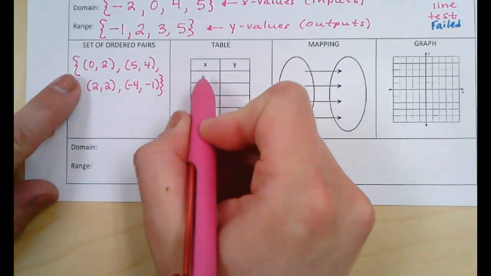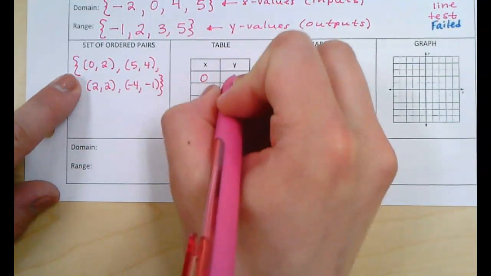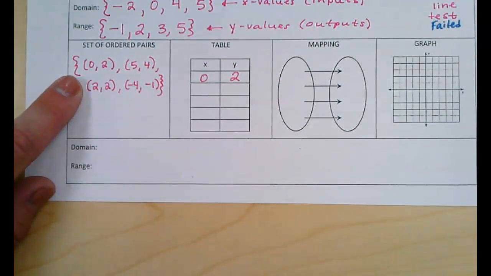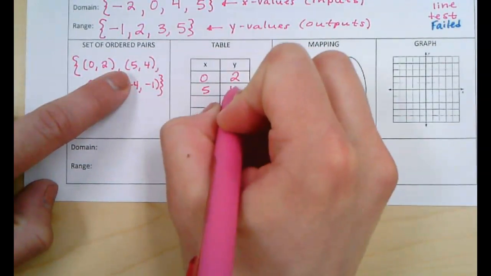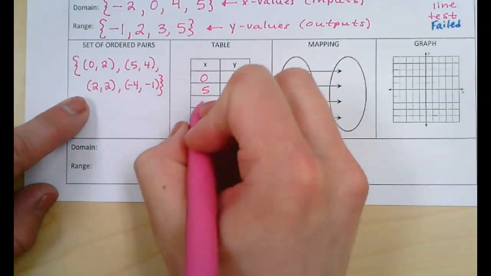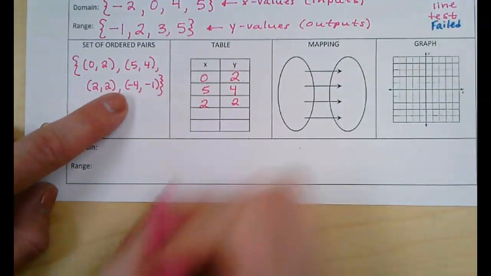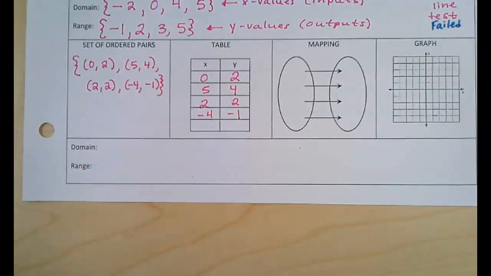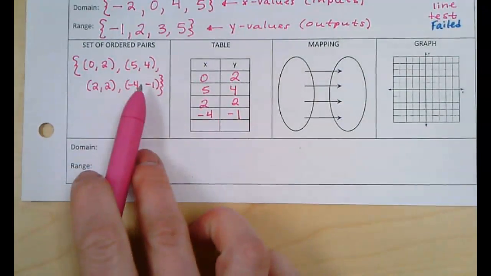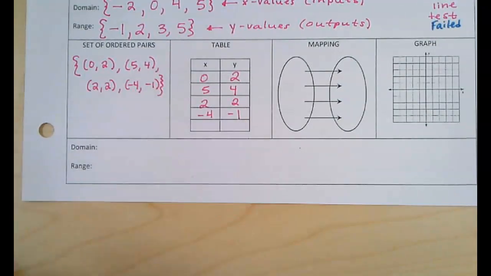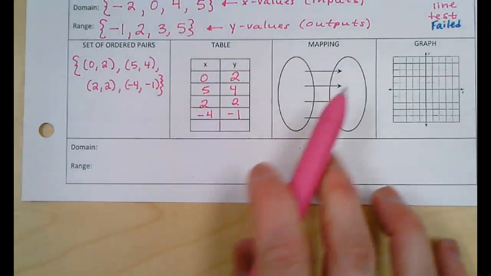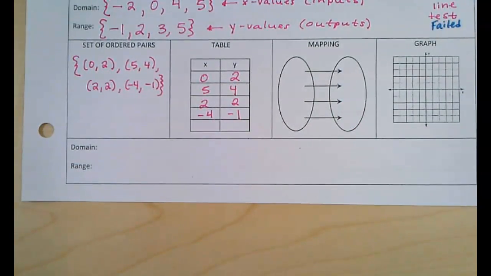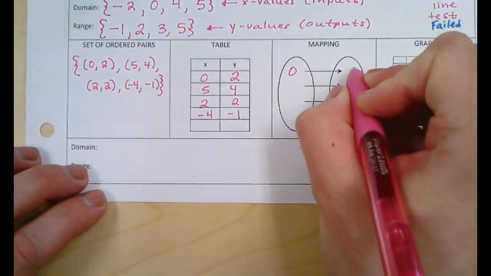We can list these off in our table. 0, 2, 5, 4, 2, 2, and -4, -1. If you want to list these in order, you can, but I'm just basically writing them as a table format. Next, I'm going to put them into my mapping. I've got 0 mapping out to 2.